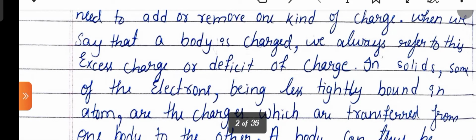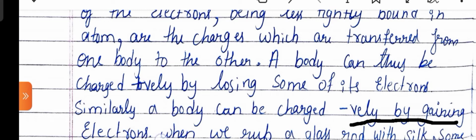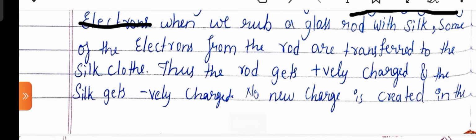In solids, some of the electrons, being less tightly bound in the atom, are the charges which are transferred from one body to another. So in this topic what we have to keep in mind is that the body which loses electrons is positively charged and the body which gains electrons is negatively charged. So a negatively charged body is one which gains electrons, and a positively charged body is one which loses electrons. Here, when we rub a glass rod with silk, some of the electrons from the rod are transferred to the silk cloth.